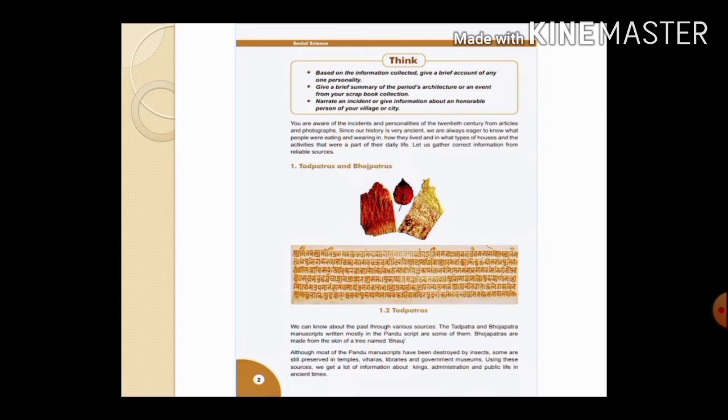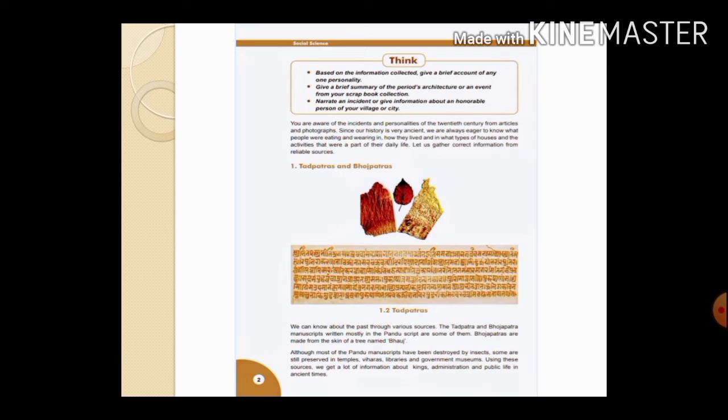Coming to the next topic, Tatpatras and Bhojpatras. We can know about the past through various sources. The Tatpatras and Bhojpatras manuscripts were written mostly in the Pandu scripts. Bhojpatras are made from the skin of the tree named Bauj. As we have already discussed, we can know about the past through various sources; likewise, Tatpatras and Bhojpatras were a part of Pandu scripts.